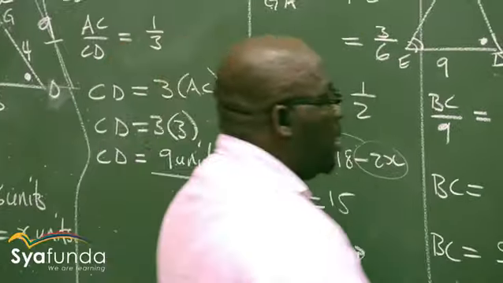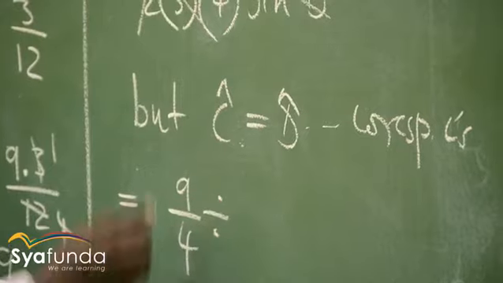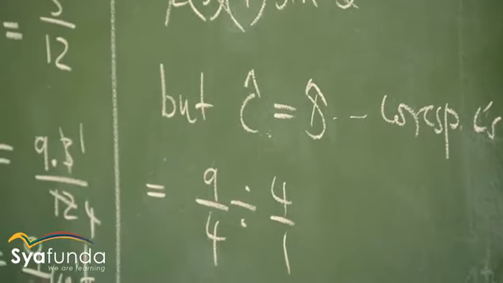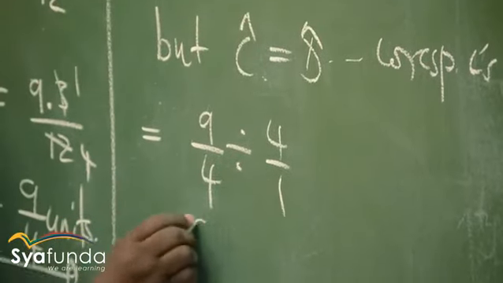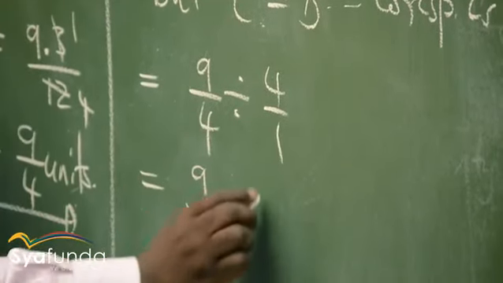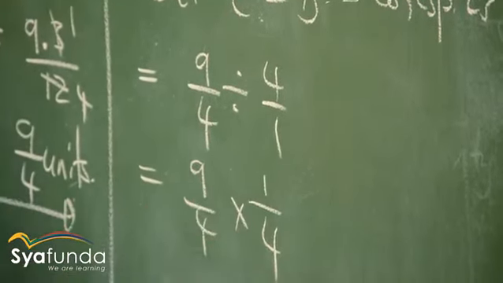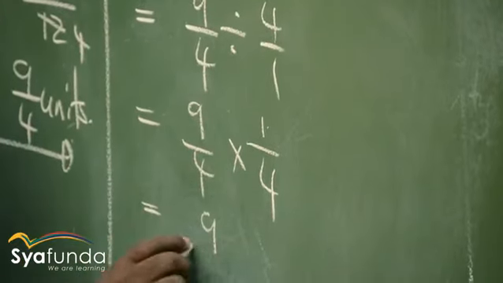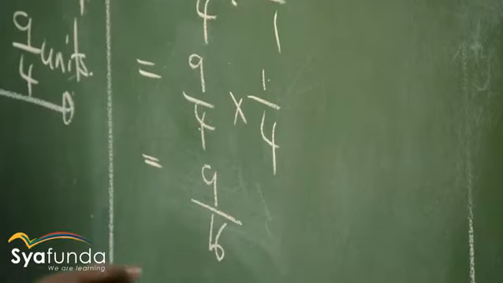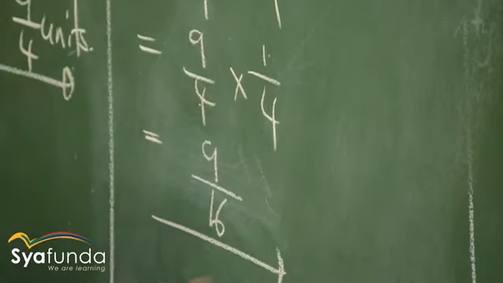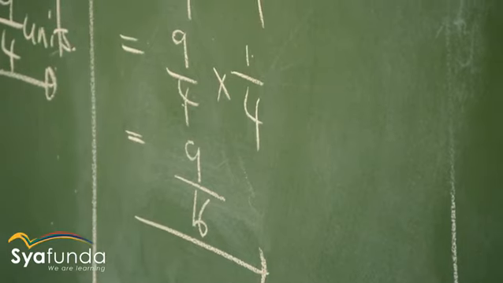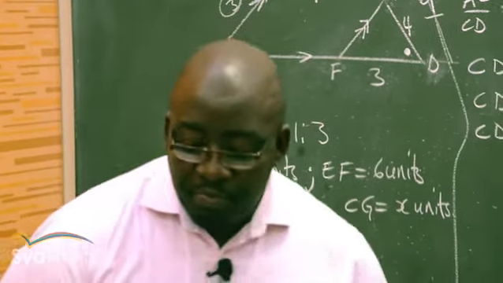We are left with 9 over 4 divided by 4. This is 4 over 1, right? Let's change the sign into times. We'll have 9 over 4 times 1 over 4. Right, what is the answer here? It is 9 times 1, it is 9, over 4 times 4, it is 16. This is the area ratio. So it's 9 over 16. Thank you.